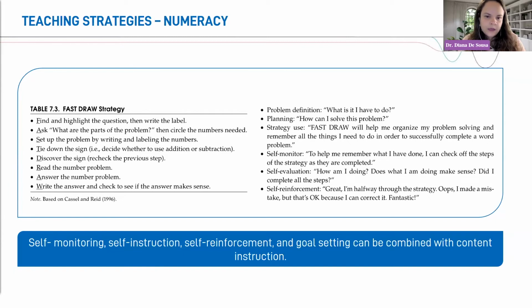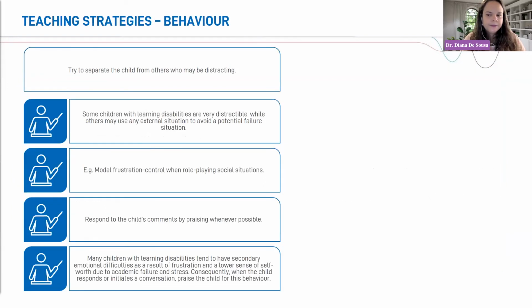So if they are halfway, they can almost use their own self-talk. Great, I'm halfway through the strategy. Or, oh no, I actually need to go back to another step. So building in that self-reinforcement is important at a social-emotional level. As we move to the next slide, we have aspects around behavior.